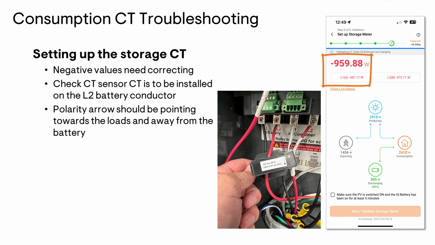Let's start with the sensor first, ensuring that the CT is on the correct phase line and that the polarity arrow is facing towards the loads and away from the battery. In this example, you'll see that the sensor is pointing in the wrong direction, which gives us that negative value.